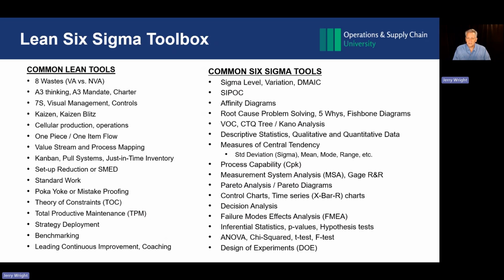Doing decision analysis, failure modes and effects analysis, inferential statistics, of course, p-values, hypothesis testing, analysis of variance or ANOVA, chi-squared, t-tests, and f-tests to see if our data holds up to the tests that we need to assume. And then finally, design of experiments or DOE. Those are the key common Six Sigma tools.